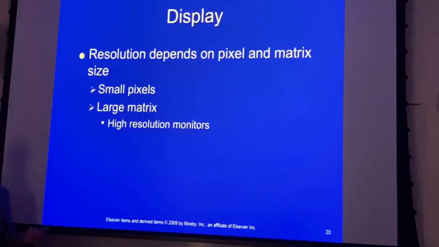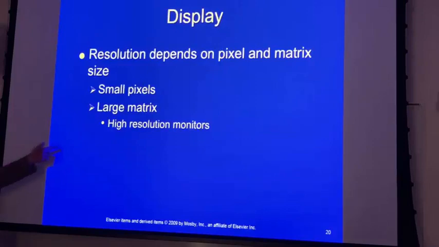Blurry, grainy. Awful. You couldn't see anything. So what you need is a whole lot of little bitty pixels and a great big matrix, right? So you need little bitty pixels and a great big matrix is what you need. That will be your high resolution monitors. In addition to that, chapter 14, 15, 16 talk about bit depth.